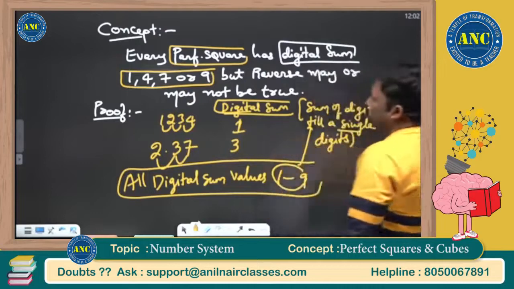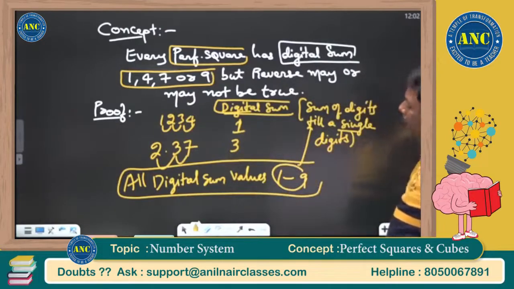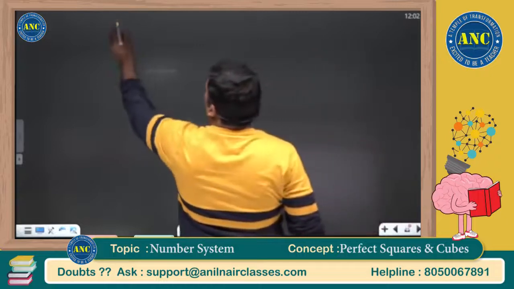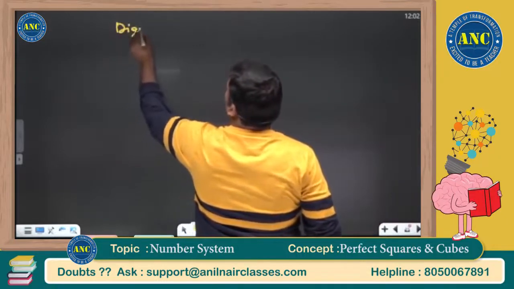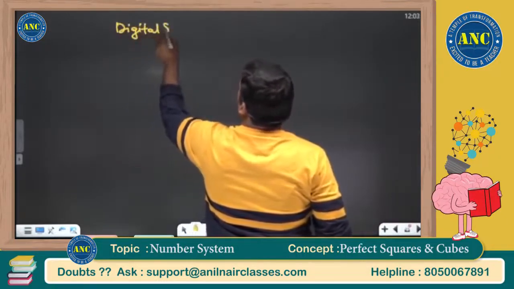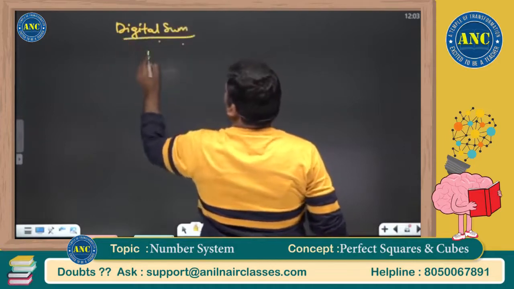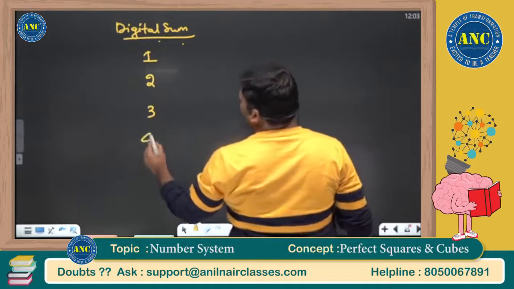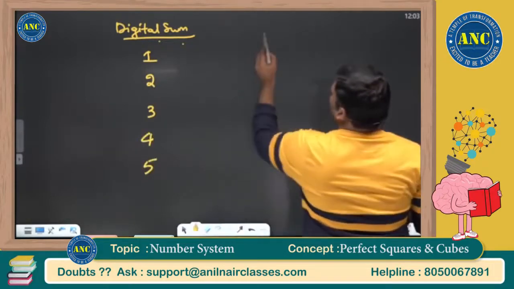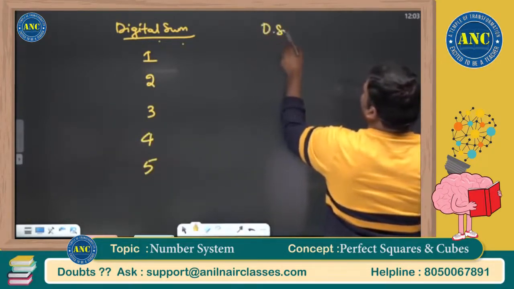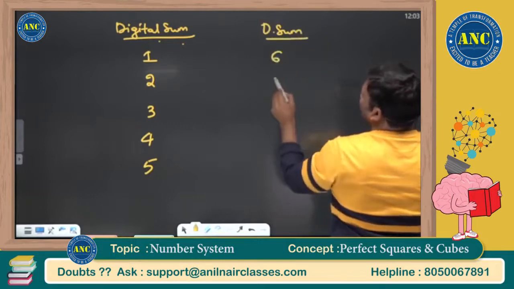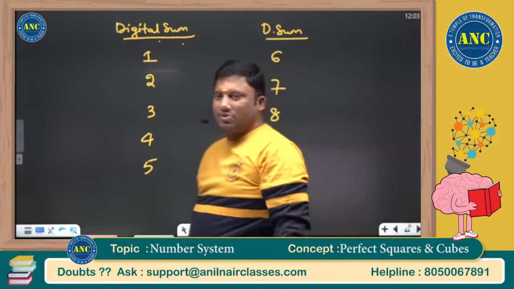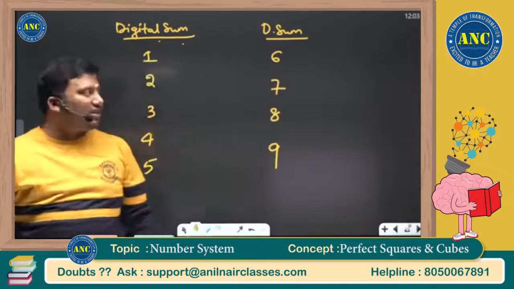Next slide is extremely important, sir. Digital sum. Now see here. What are all the various possible digital sums? Digital sum is nothing but the sum of the digits till a single digit is obtained. These are all the possible digital sums.